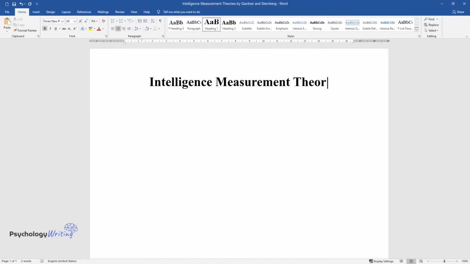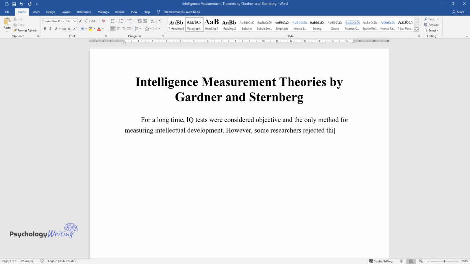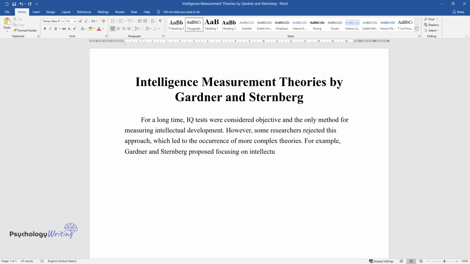Intelligence Measurement Theories by Gardner and Sternberg. For a long time, IQ tests were considered objective and the only method for measuring intellectual development. However, some researchers rejected this approach, which led to the occurrence of more complex theories. For example, Gardner and Sternberg proposed focusing on intellectual abilities which might be applicable outside of an academic context.